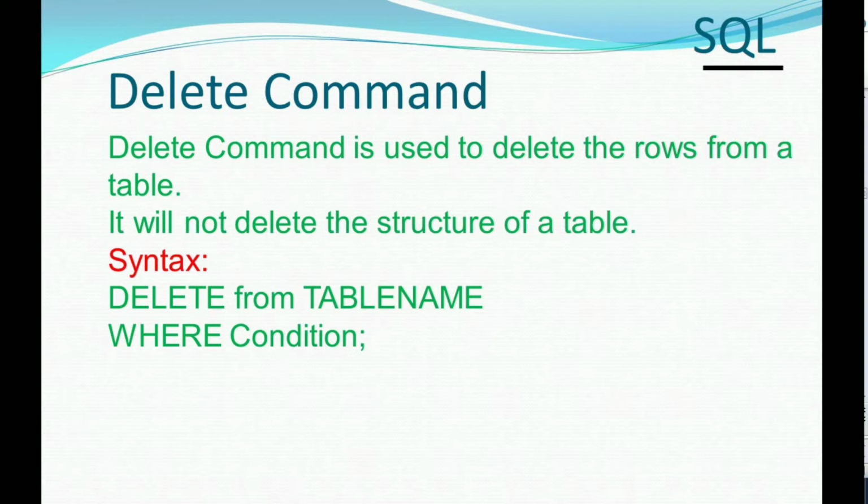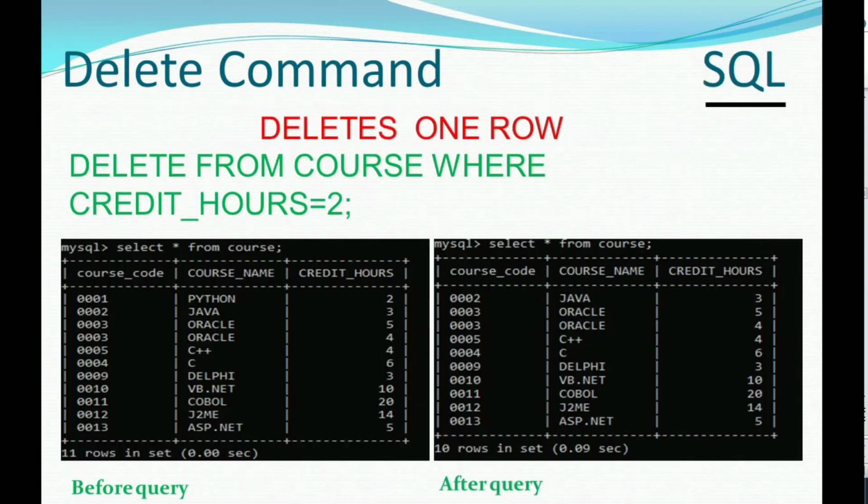To delete one row, we have to give a where clause. Here, in the course table, we want to delete only the row whose credit hours is equal to 2. As you can see on the left side, credit hours 2 is there. If we run delete from course where credit hours is equal to 2, you can see on the right side the complete row is deleted.